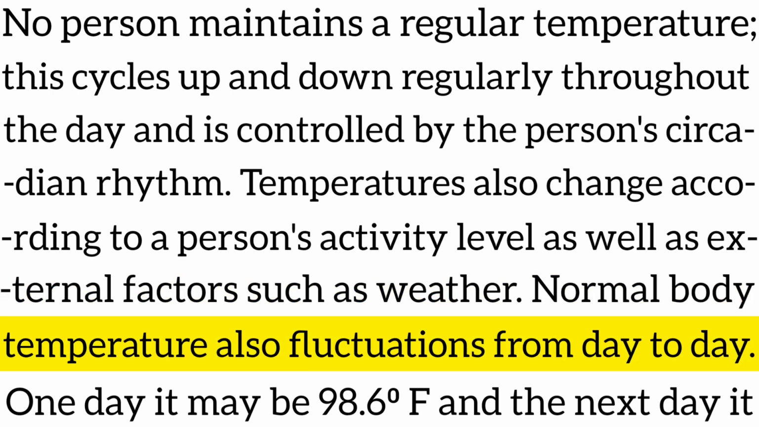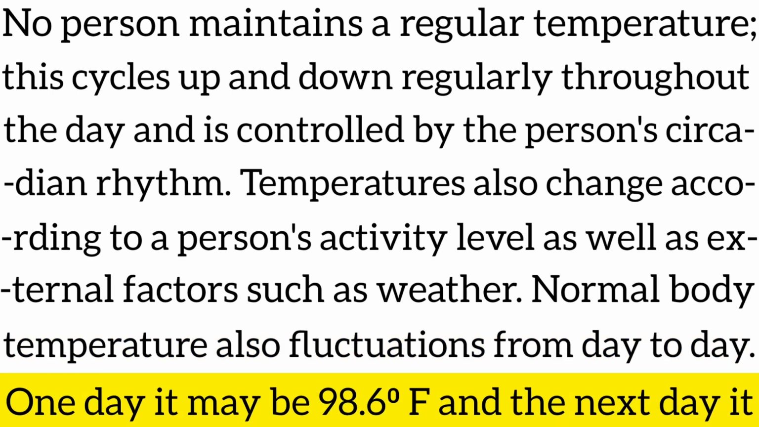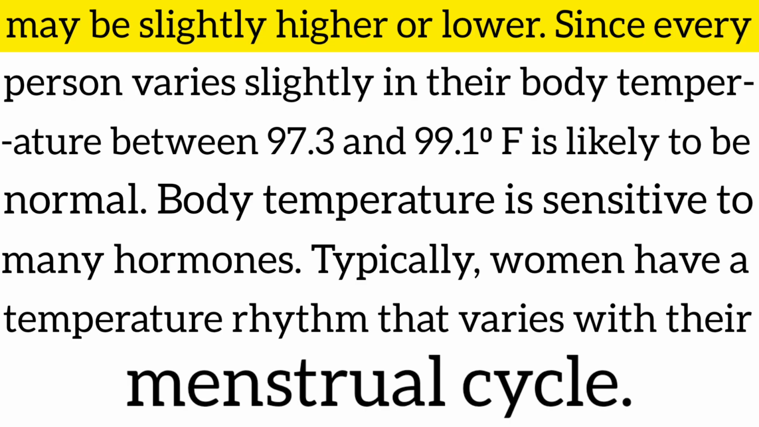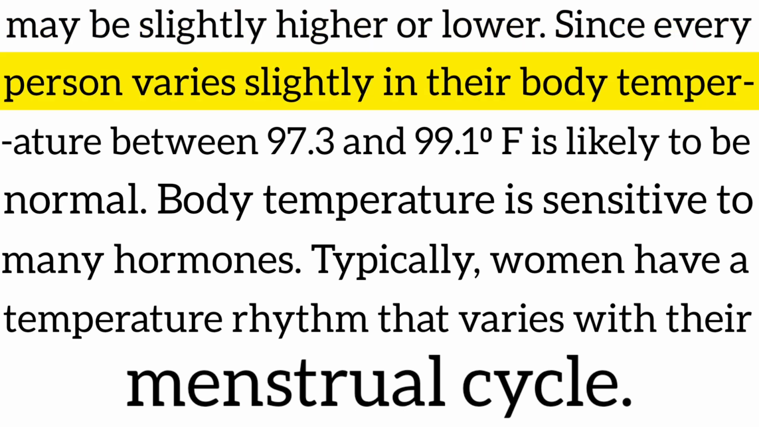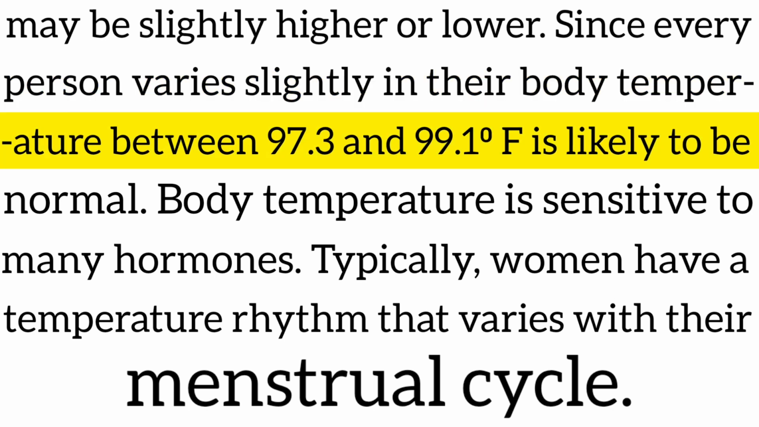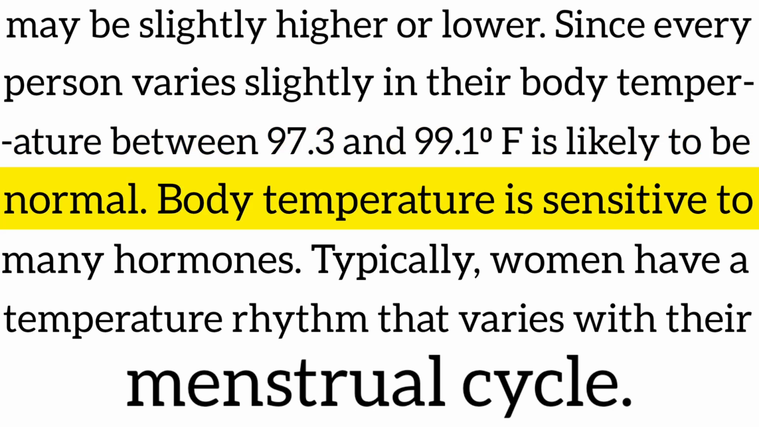Normal body temperature also fluctuates from day to day. One day it may be 98.6 degrees F and the next day it may be slightly higher or lower. Since every person varies slightly in their body temperature, between 97.3 and 99.1 degrees F is likely to be normal.